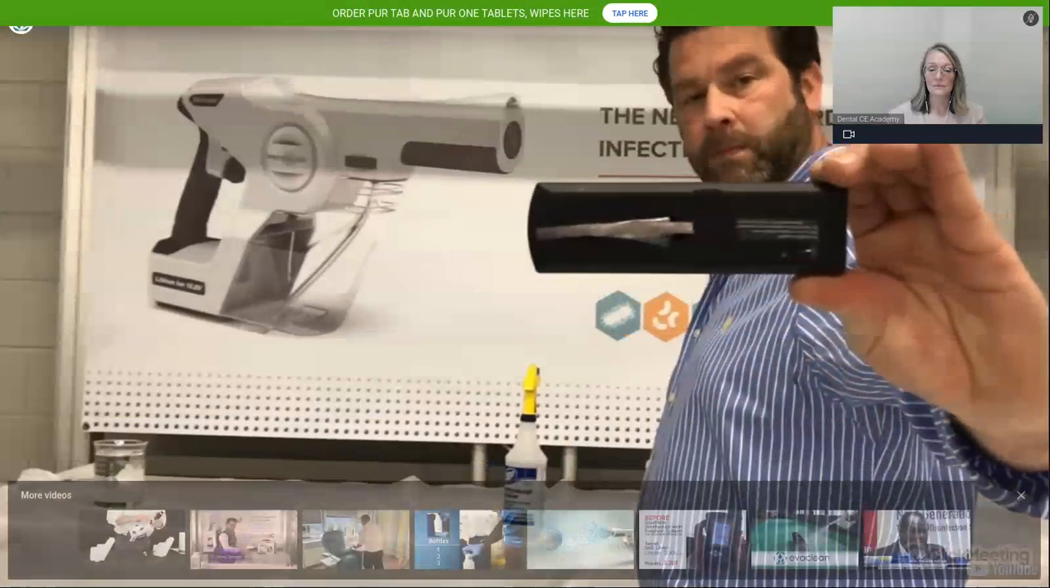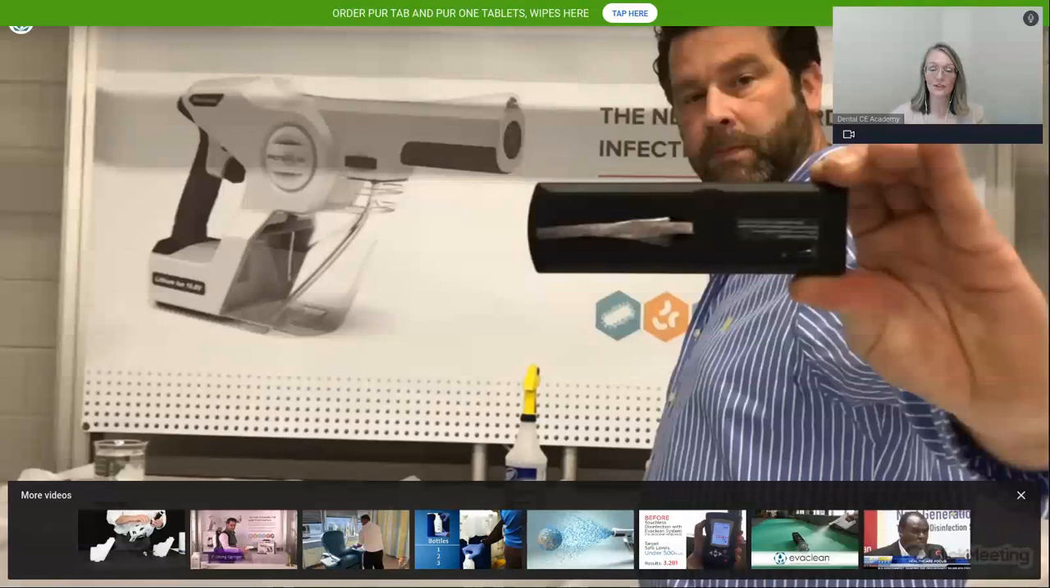So what he's showing you here is that the regular spray bottle does not reach around to the back. He has litmus paper on the back here. And when he used the electrostatic sprayer, it wraps around to the back because it's charged. So you're able to reach areas behind that you normally couldn't reach in your practice.